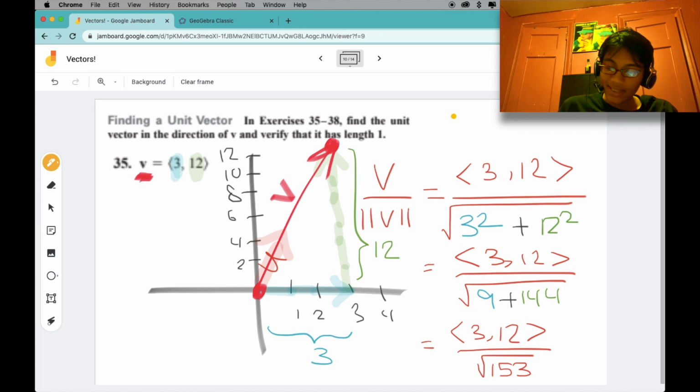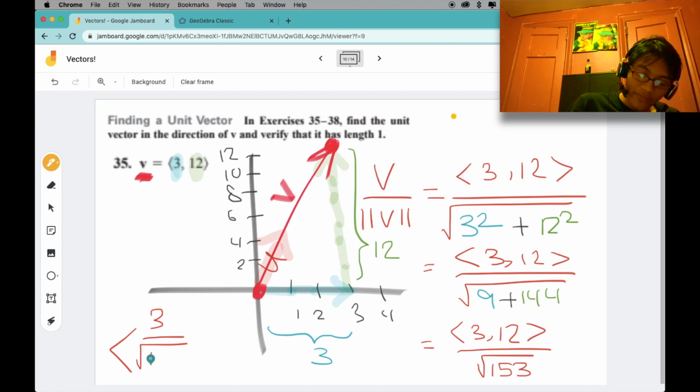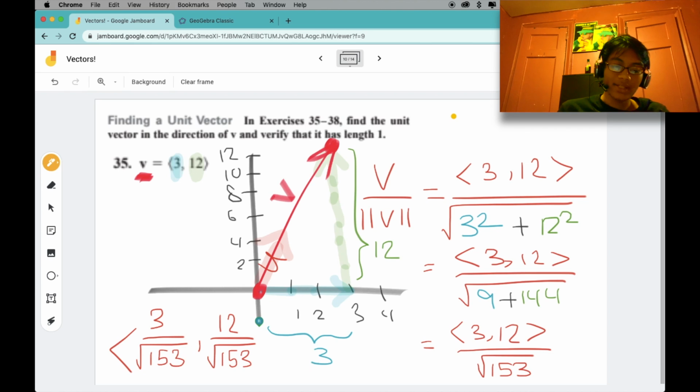Well, this is not too bad. That just tells me I divide both components of my vector by that number. So instead of writing 3 comma 12, I'm going to write 3 over the square root of 153 comma 12 over the square root of 153. Let's go ahead and erase that right there. And that right there, ladies and gentlemen, is our unit vector.